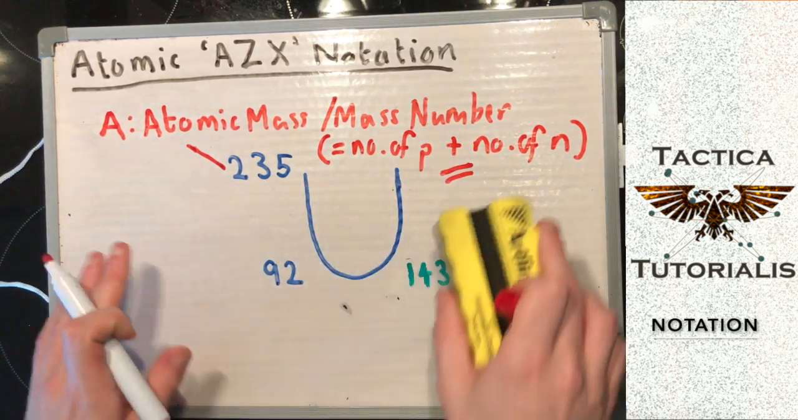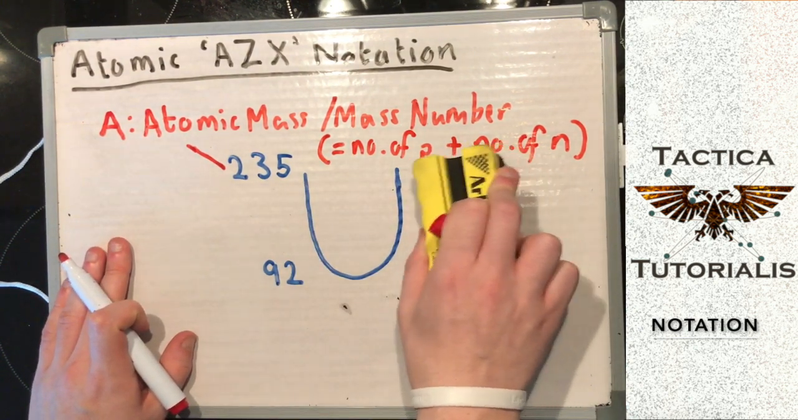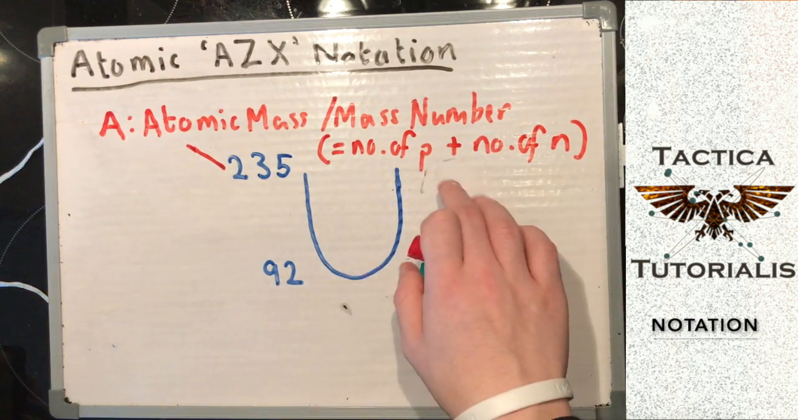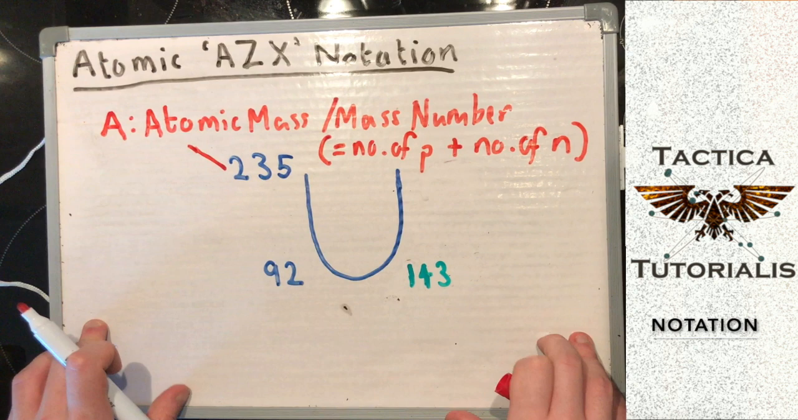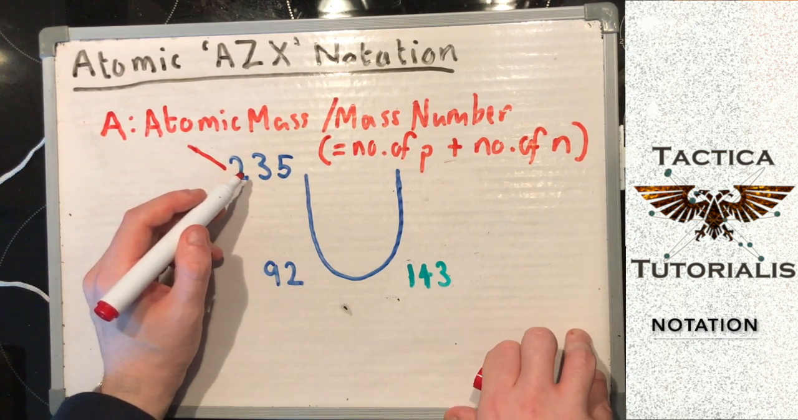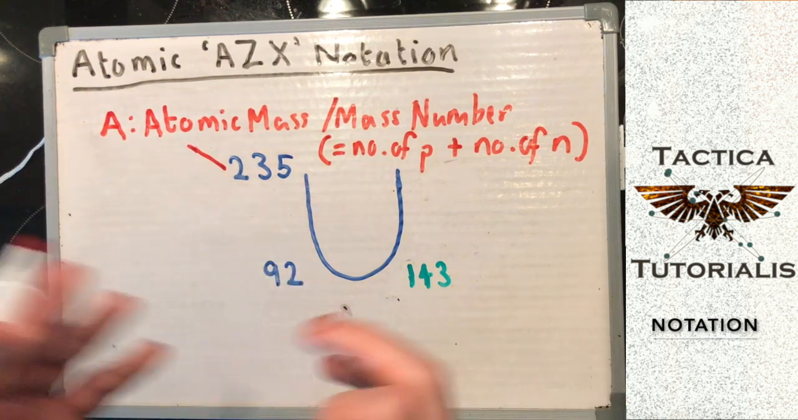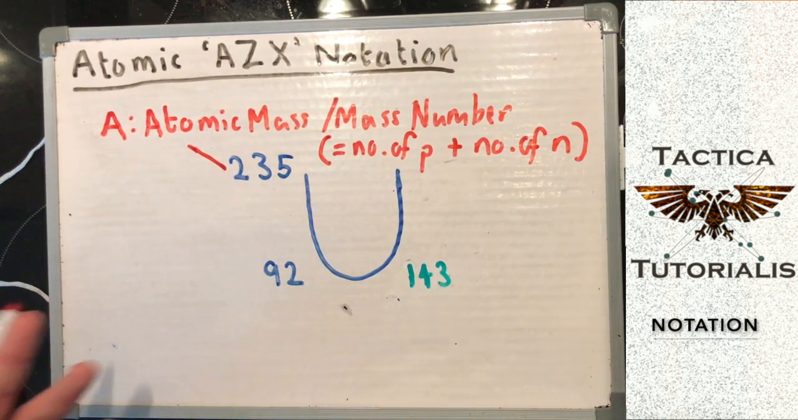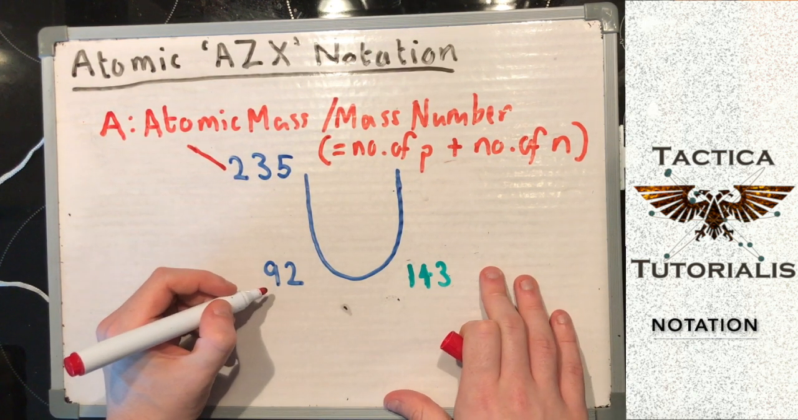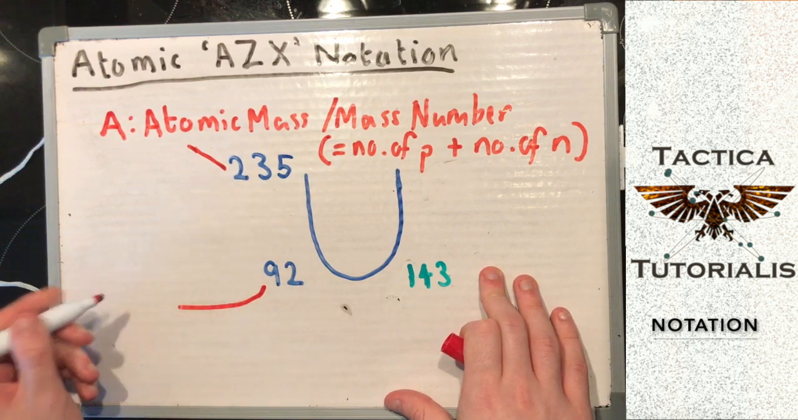You take how many protons your element has, and you take how many neutrons the isotope of that element has, and you add them together, and that is equal to the mass number. Or more accurately, you're told what the mass number of something is, and then you work out the rest from there. This number here, 92, this number is called Z.